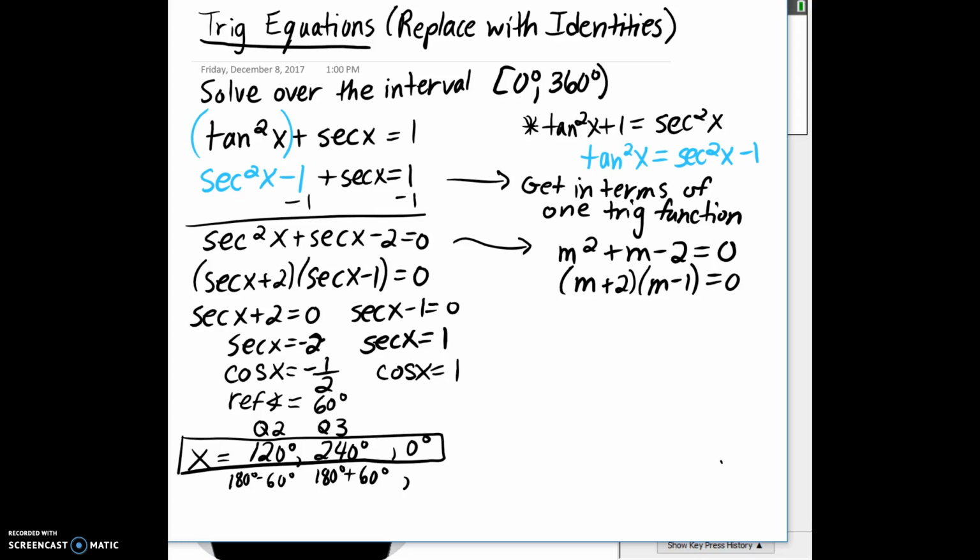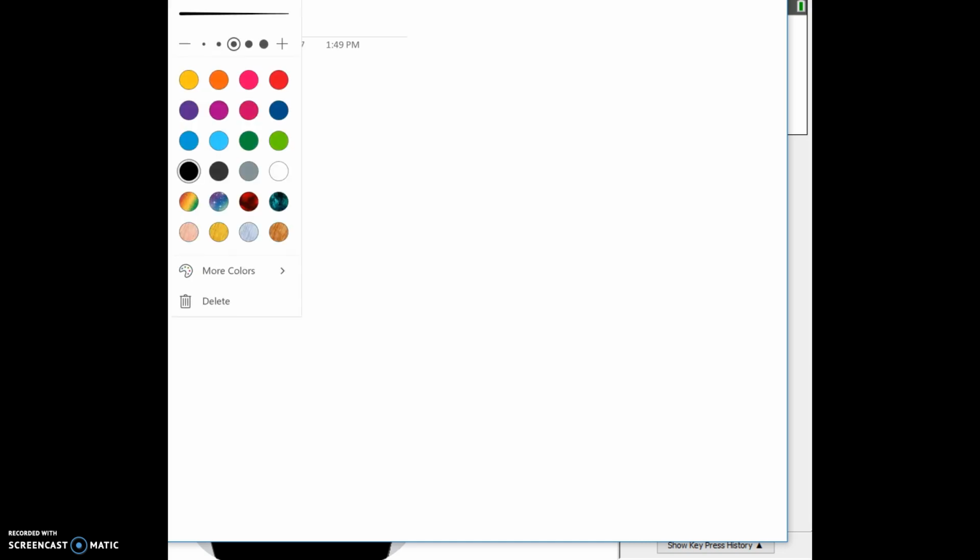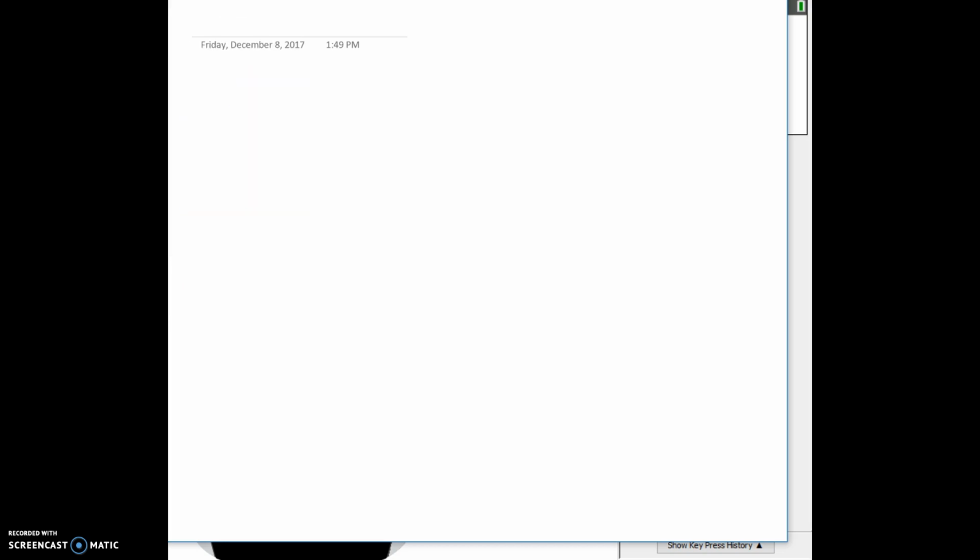Right, so now that we have the results of this equation, we're going to take a look at how to check it with your graphing calculator. So we have 120, 240, and 0. I'm going to move on to a new page to just kind of write down what we would do checking-wise. First thing you'll want to do is go back to your original equation and get your equation equal to 0.